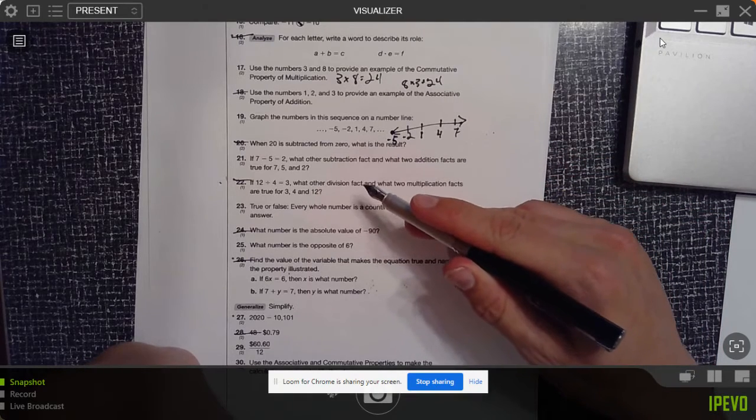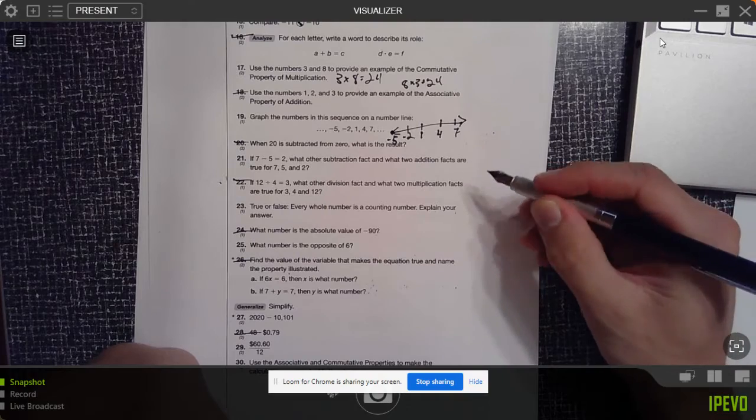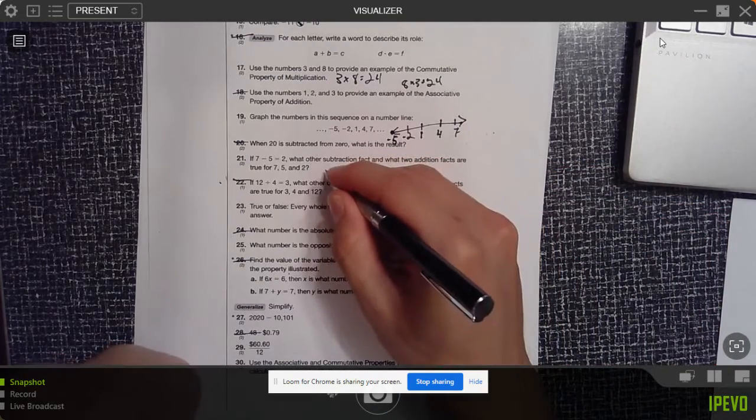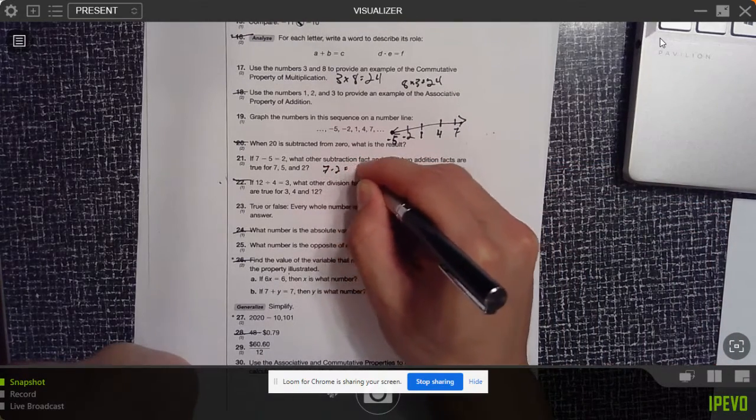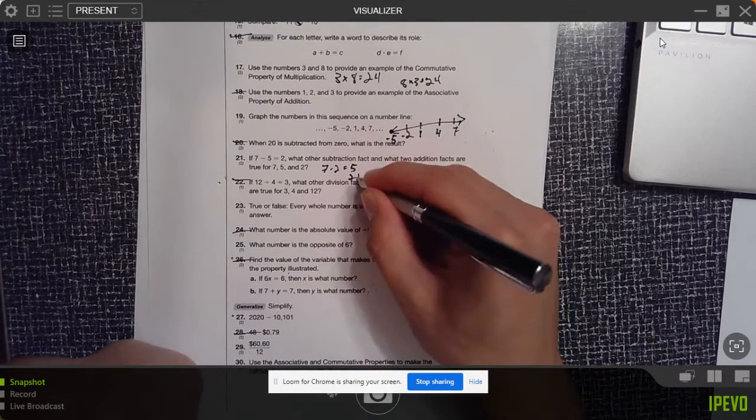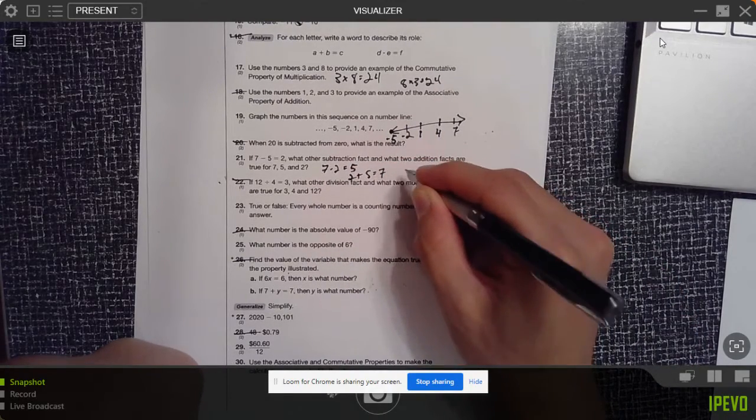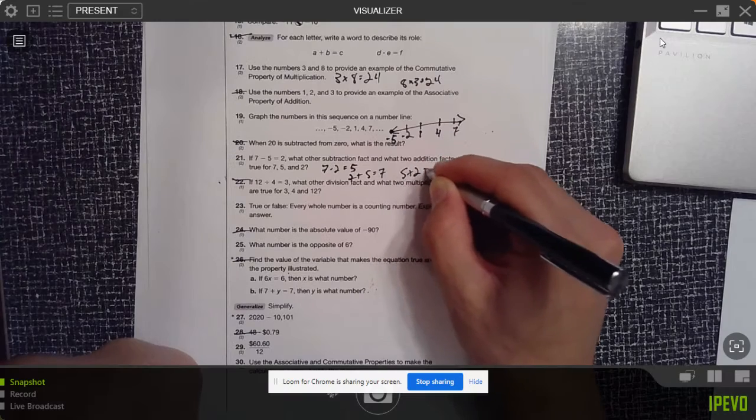If 7 minus 5 equals 2, what other subtraction and addition facts are true? So that means 7 minus 2 equals 5. Okay. And then 2 plus 5 equals 7. And then because of the commutative property, 5 plus 2 equals 7, right?